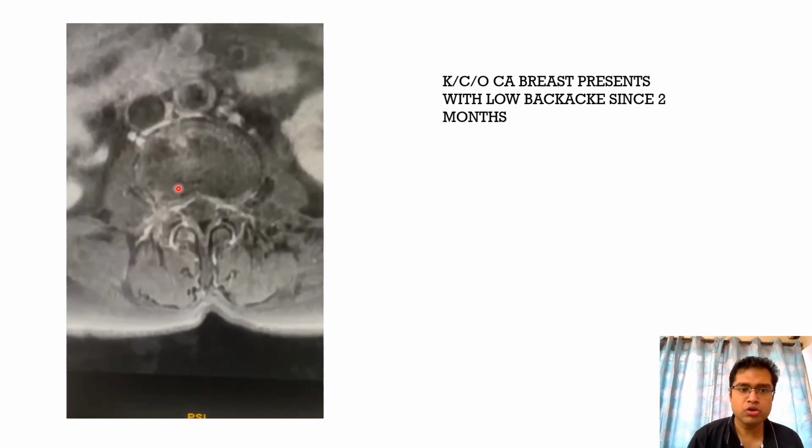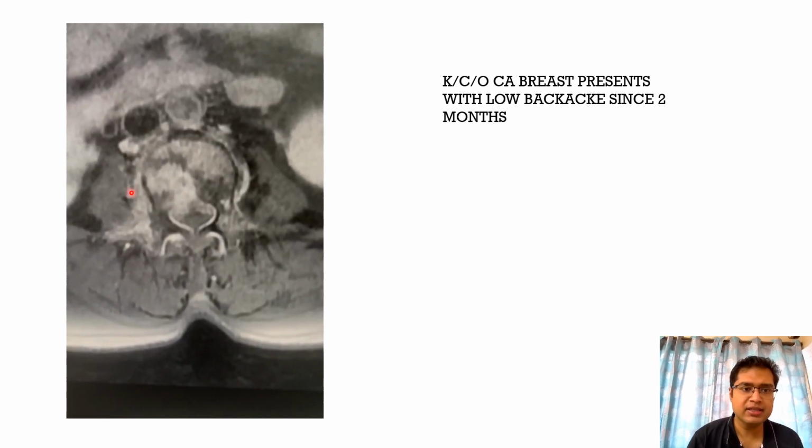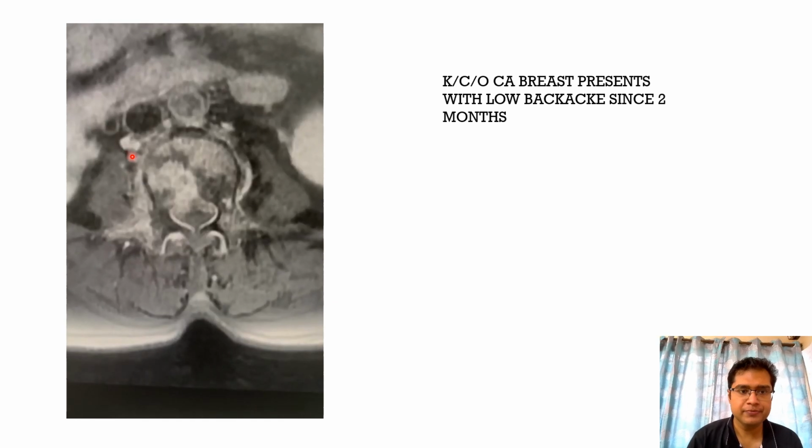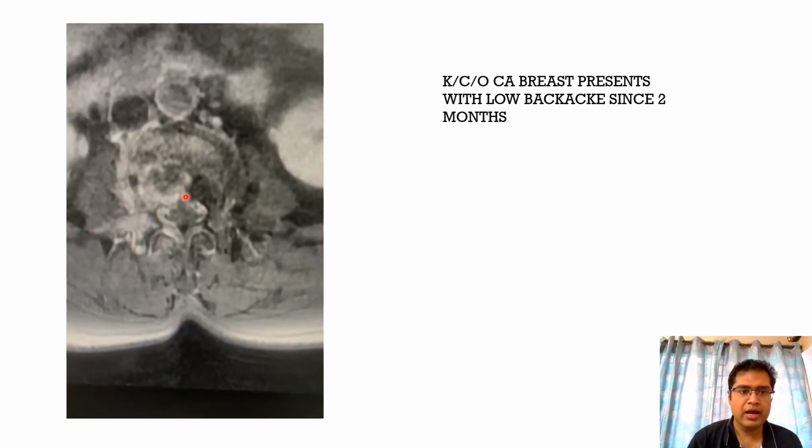These are the T1 post contrast axial images where we can see that there is some paravertebral soft tissue that is present, and some heterogeneous enhancement along with the involvement of the posterior elements.